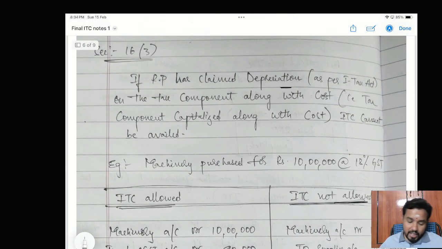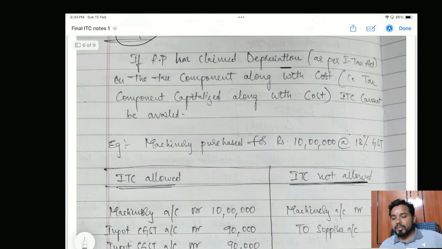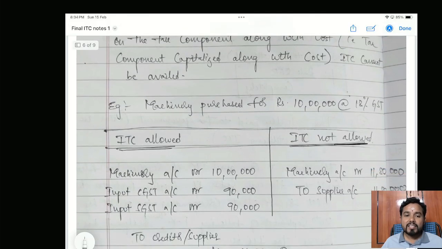Okay, next move on to Section 16 subsection 3. What Section 16 subsection 3 is saying? If registered person has claimed depreciation on the tax component along with the cost, ITC cannot be availed.